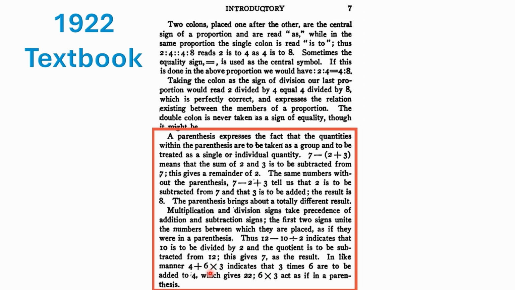Even here in a 1922 textbook, they clearly explain the answer is 22. But what they say, and this is where I think people get messed up, is that 6 times 3 acts as if in a parenthesis. They're not in a parenthesis because they don't have to be, because multiplication already has precedence. If you were to break this out, 6 times 3 is the same thing as adding 6 3 times. So instead of writing 4 plus 6 times 3, this could have been written 4 plus 6 plus 6 plus 6. Guess what? That equals 22.